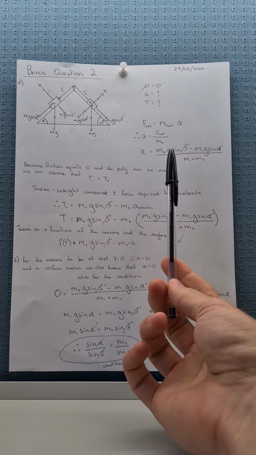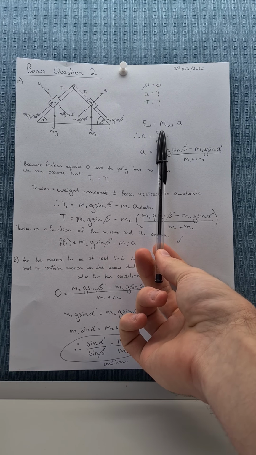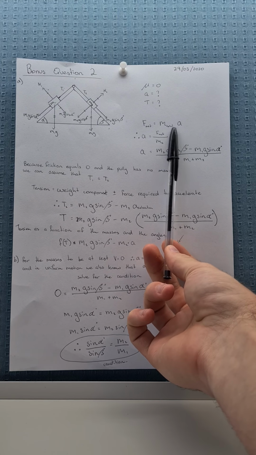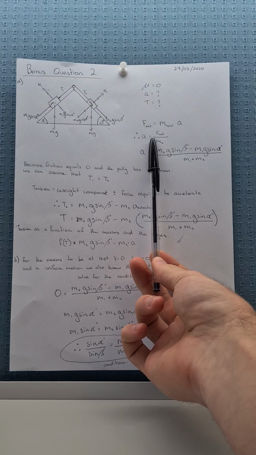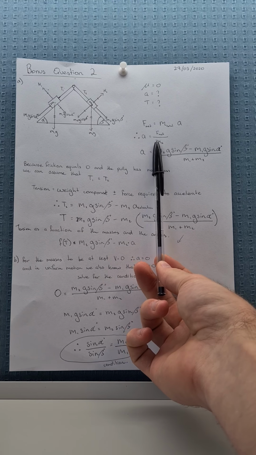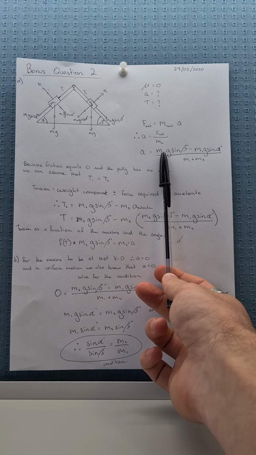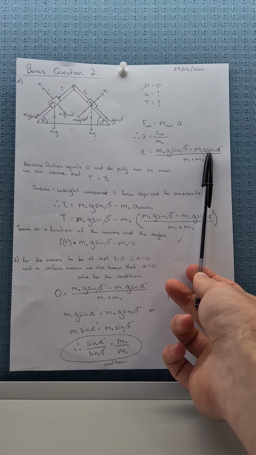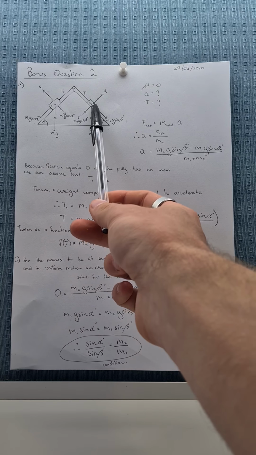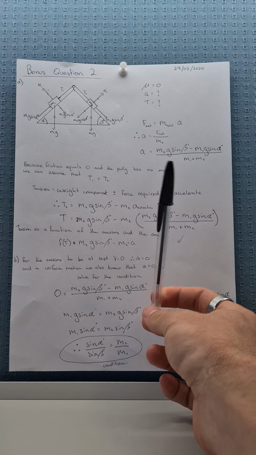So to find the net force, it's mass total times acceleration. So to find acceleration is force net on mass total. So the net force is m2 g sine beta minus m1 g sine alpha, because we know that m2 is heavier than m1, and then the total mass.